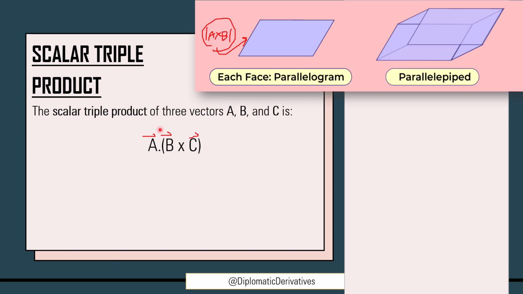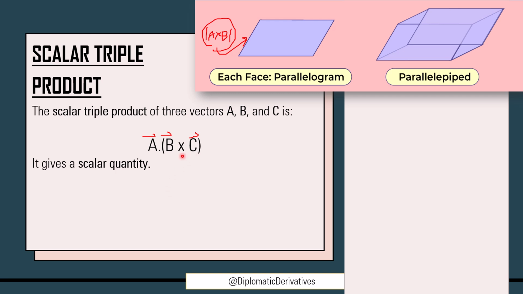Now by looking at this formula, you can easily understand what type of resultant we're going to achieve. First you're going to solve the bracket, which is b cross c. Once you do b cross c, the quantity that you're going to get is going to be a vector, because a cross product yields a vector. After getting that vector, you will do a dot product of that vector with vector a. Once you do the dot product, the resultant is a scalar. This means that scalar triple product is going to give us the answer as a scalar quantity.